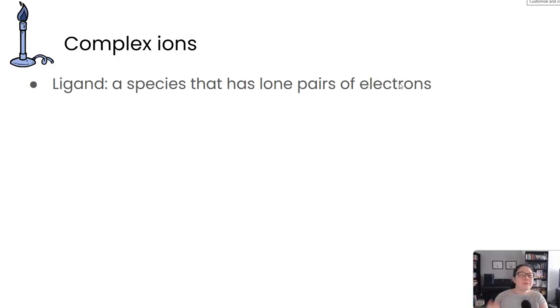Those other things are referred to as ligands, and those are all species that will have lone pairs of electrons. The lone pairs are actually important in here because of the way that they interact with those ions. Some examples of ligands you can typically see are things like water, ammonia, carbon monoxide, chlorine ions, bromine ions, cyanide ions, and a few other ions and other substances as well.